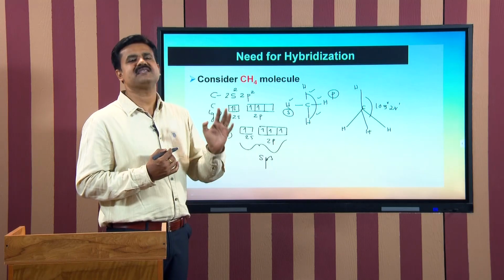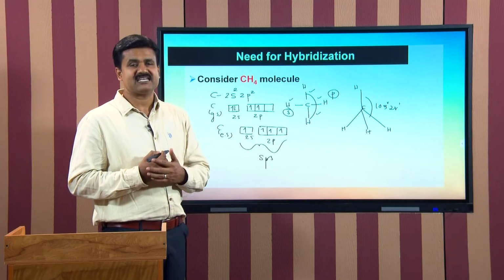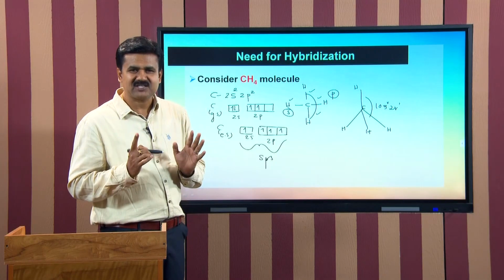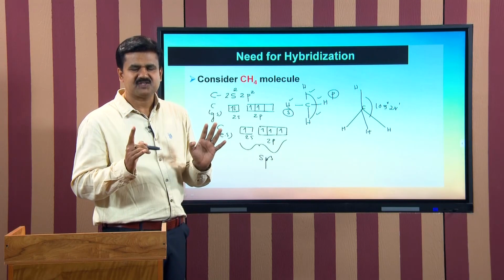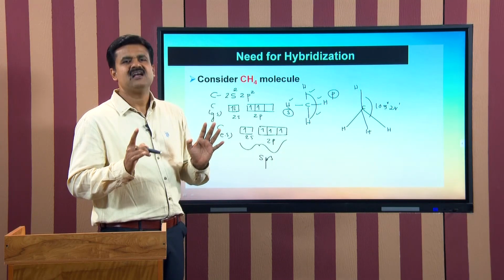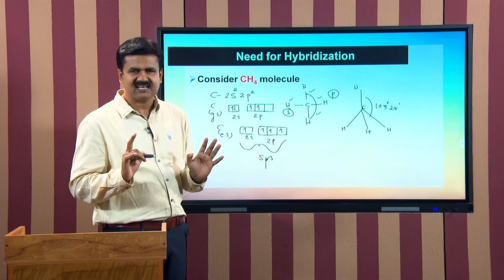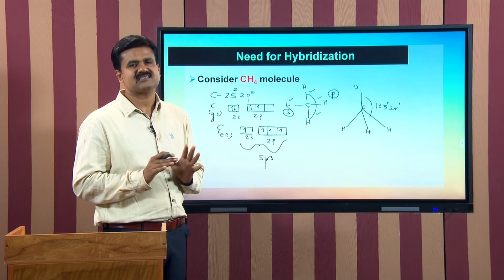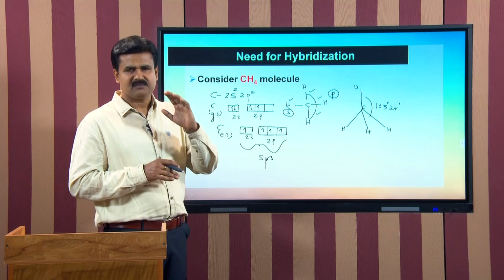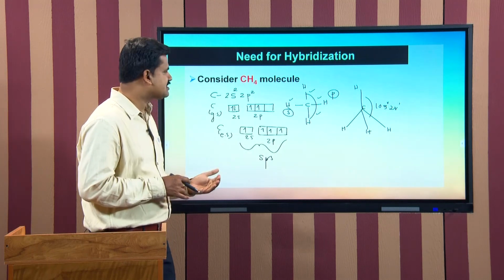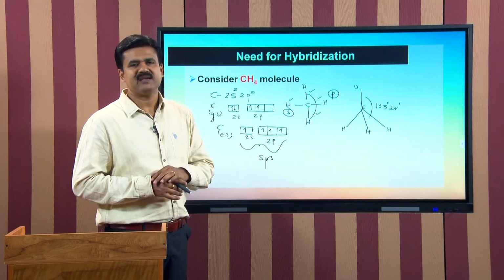These 4 sp3 hybrid orbitals overlap with the 1s orbital of hydrogen, resulting in the formation of 4 CH bonds with the same arrangement, with the same energy, and identical bond length. The 4 bonds are identical and bond angles are the same, and we will get a highly equivalent CH4 molecule. That means without this hybridization, the arrangement will not be like this.